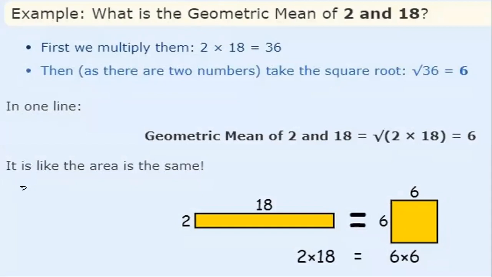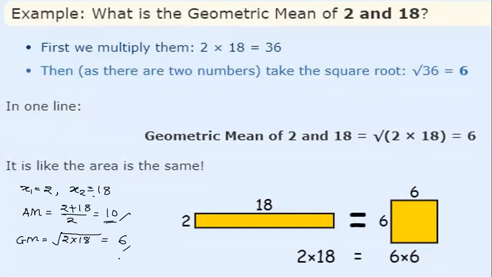So x1 is equal to 2 and x2 is equal to 18. What is the arithmetic mean of this? Arithmetic mean will be equal to (2 plus 18) divided by 2, that is equal to 10. What is geometric mean? Geometric mean is equal to, you have to multiply 2 and 18 and take the square root of this, and that is equal to 6.